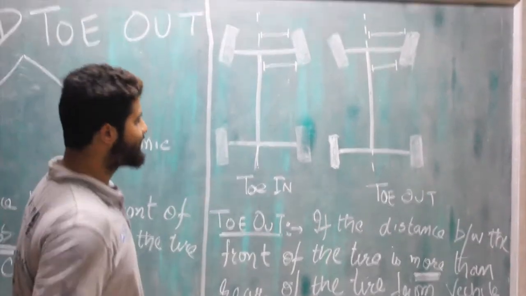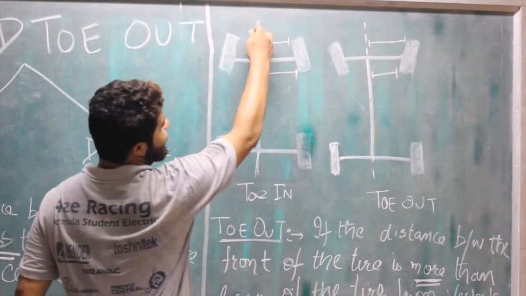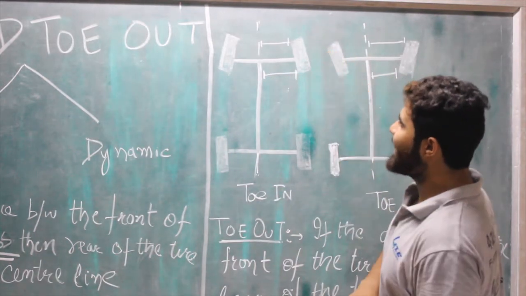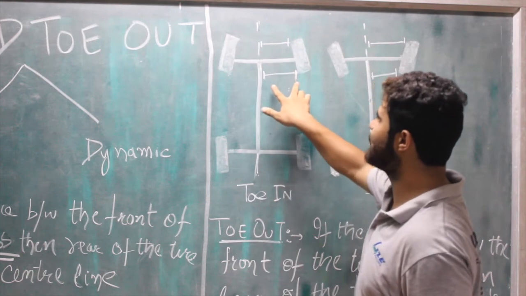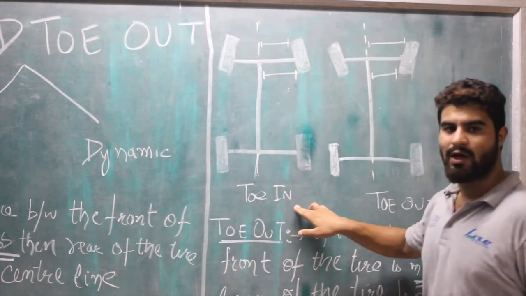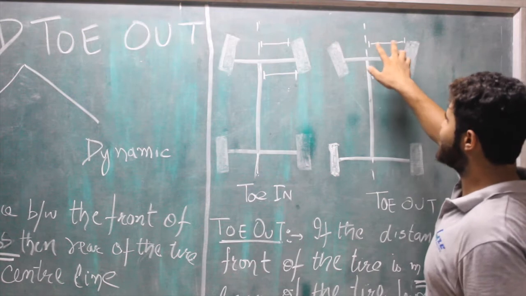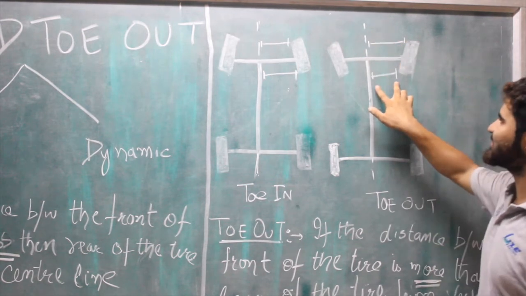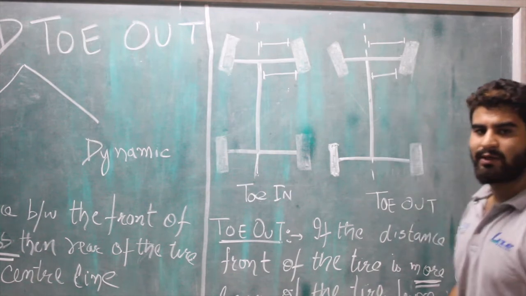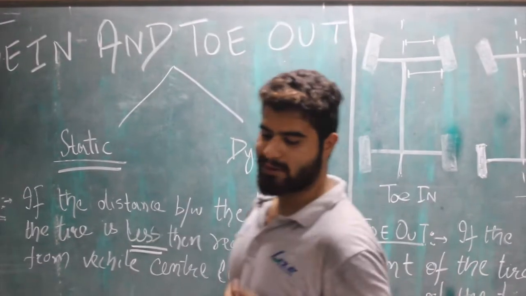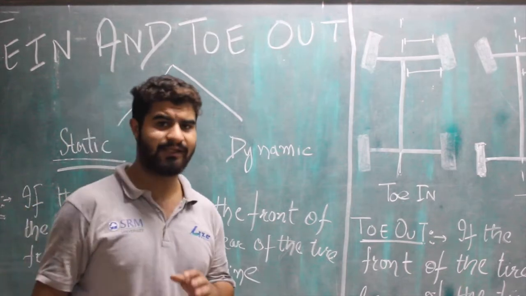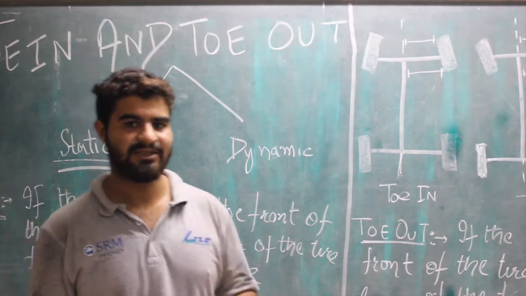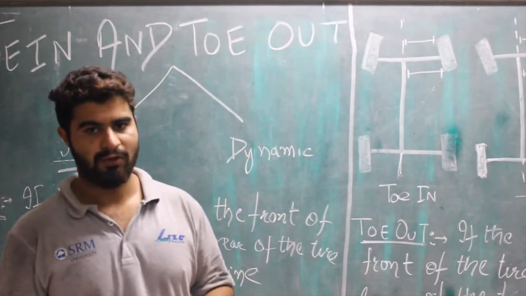Now look at these figures. This is the vehicle center line, this is the front part of the tire, and this is the rear part of the tire. As this distance is less compared to this distance, it's said to have toe in. And here, this is the vehicle center line and this distance is more compared to this distance, so it's said to have toe out. Now why do we need toe in and toe out? Basically it increases the straight line stability of the vehicle and also affects the tendency of a vehicle to turn into a corner.